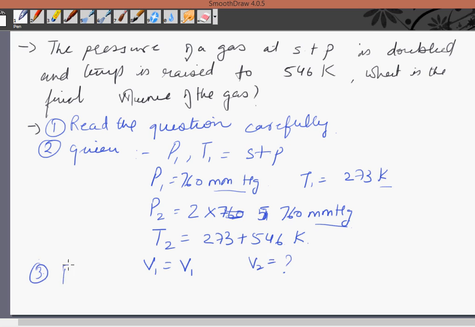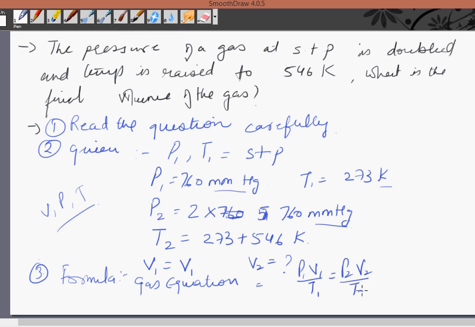So what will be the formula we'll be using? Here you can see, everything is changing. Every third variable is changing. We have three variables, volume, pressure, and temperature. Three are different, having different values. So what will be the formula and what will be the law which we'll be using in this? This will be the gas equation. What will be the equation? It will be P1 V1 upon T1 equal to P2 V2 upon T2.